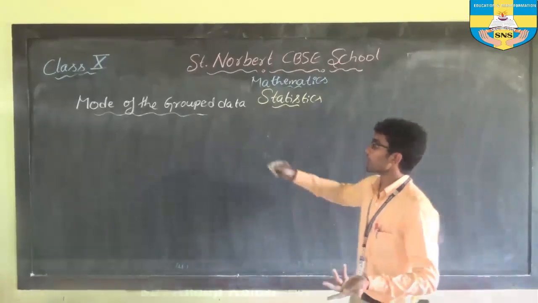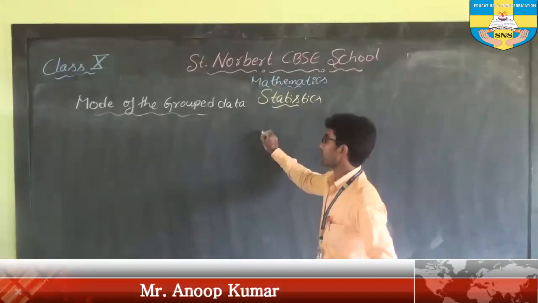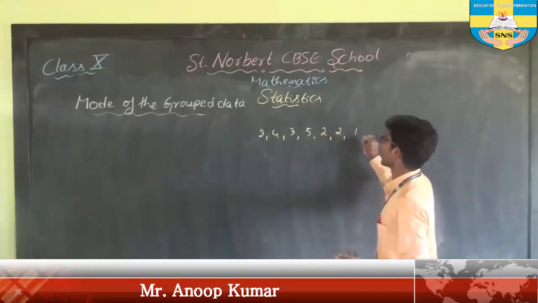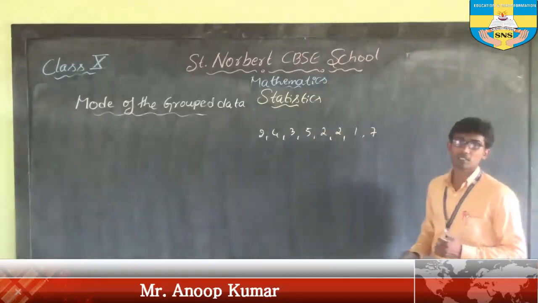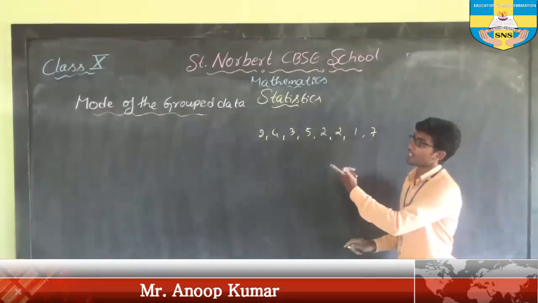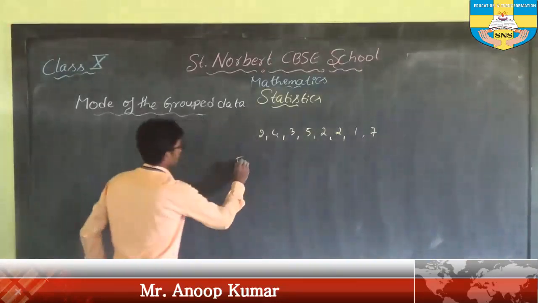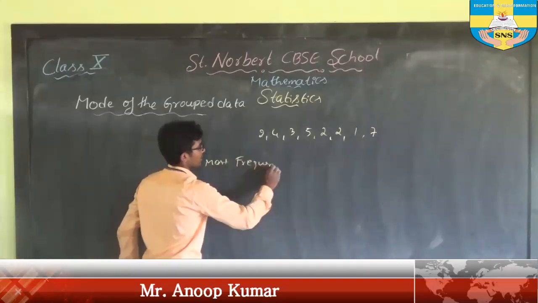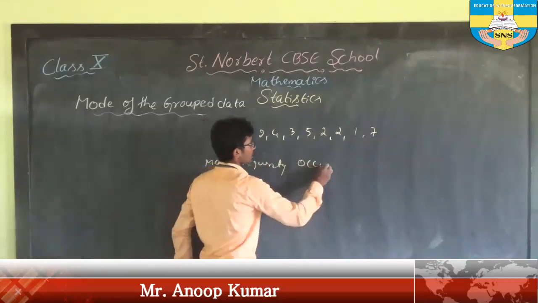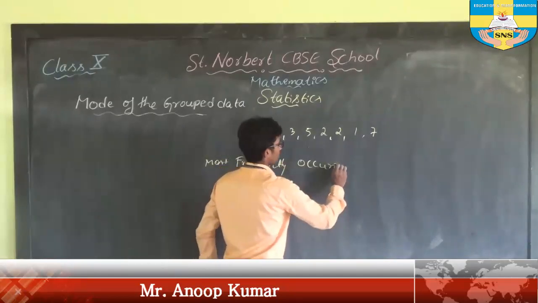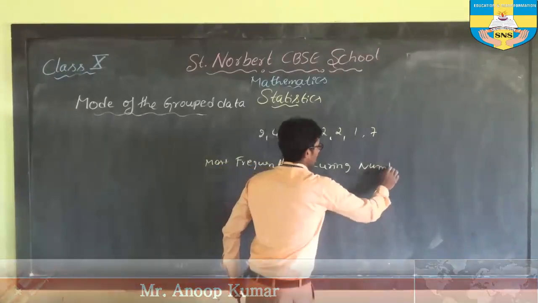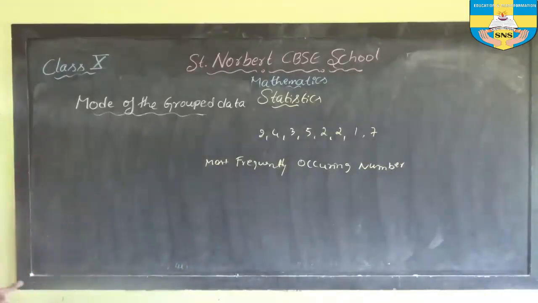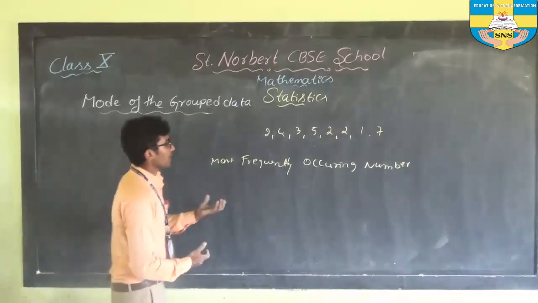When it comes to ungrouped data, suppose I simply write the numbers in this way. Look at these numbers. Mode of the grouped data or ungrouped data is nothing but the most frequently occurring number. In the collected information, whichever number occurred more frequently, that number can be taken as mode.